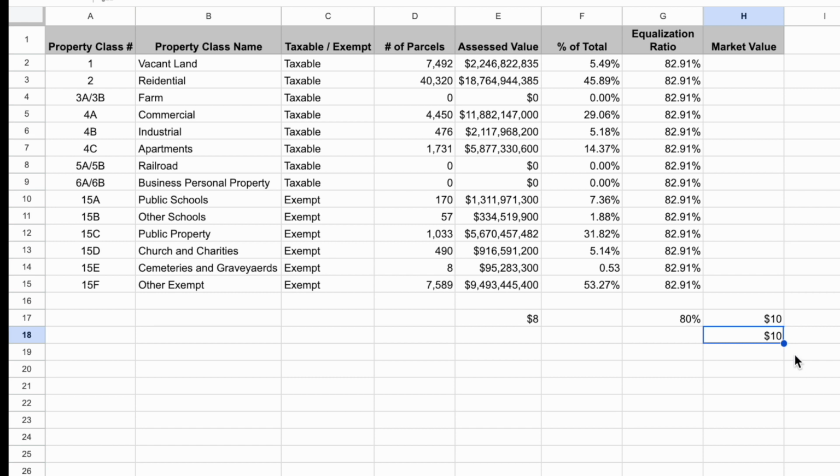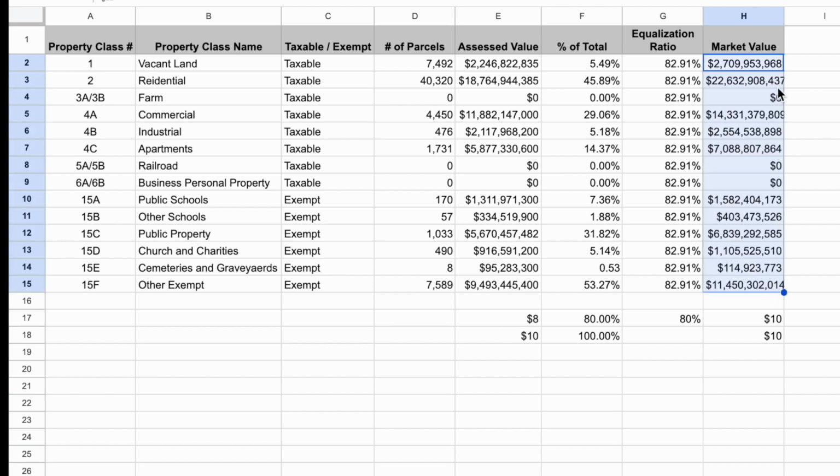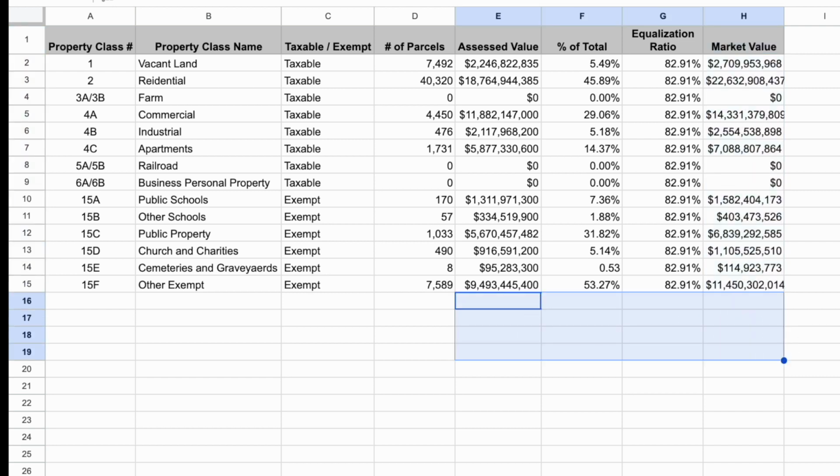And again, this is simply numerator denominator math, and I would encourage you, if you need to, take a piece of paper where you might do $8 divided by $10, and you know that that's 80% of 100%. This is another way to think about the math we're walking through here. So using this concept, we're going to back into market value for every single one of these property classes. I'm going to do it like this, equals 2.2 divided by 82.91%. And I'm then going to drag this down. And this is going to be the true market value of the property in your town. Okay? I'm going to get rid of this so that my spreadsheet is clean.